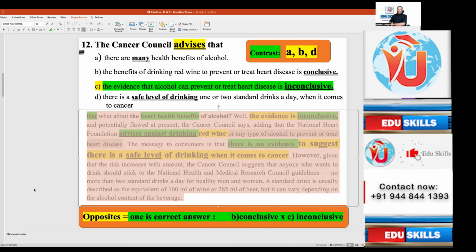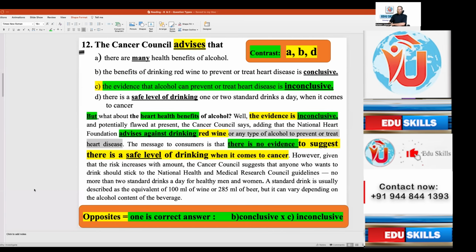Adding that the National Heart Foundation advises against drinking red wine or any type of alcohol to prevent or treat heart disease. The message to consumers is that there is no evidence to suggest there is a safe level of drinking when it comes to cancer. However, given that the risk increases with amount, the Cancer Council suggests that anyone who wants to drink should stick to the National Health and Medical Research Council guidelines, no more than 2 standard drinks a day for healthy men and women. A standard drink is usually described as the equivalent of 100 milliliters of wine or 285 milliliters of beer, but it can vary depending on the alcohol content of the beverage.